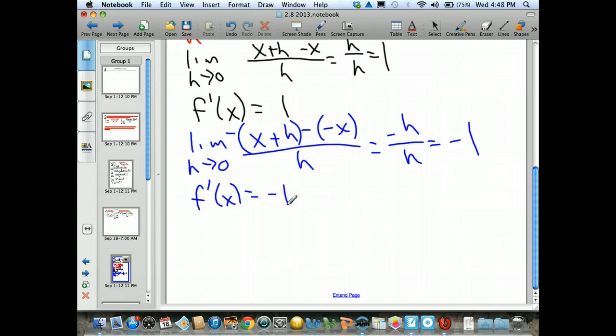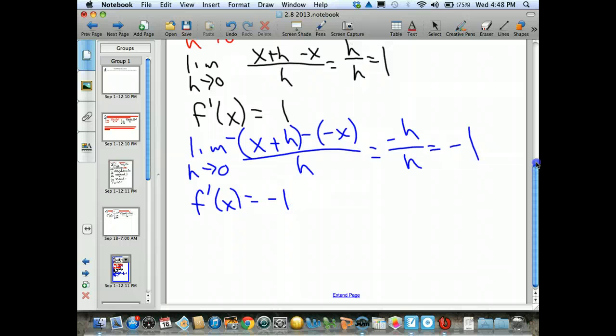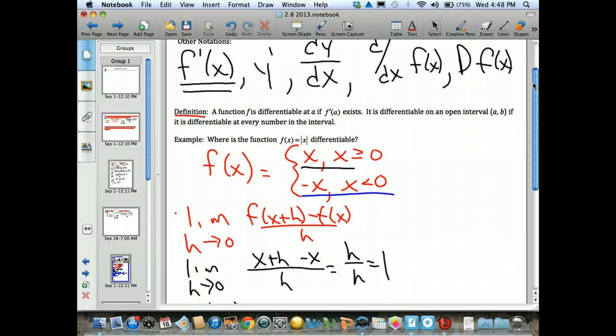Well, those don't equal each other. So that means that we're not differentiable at 0. So this is not differentiable at 0.